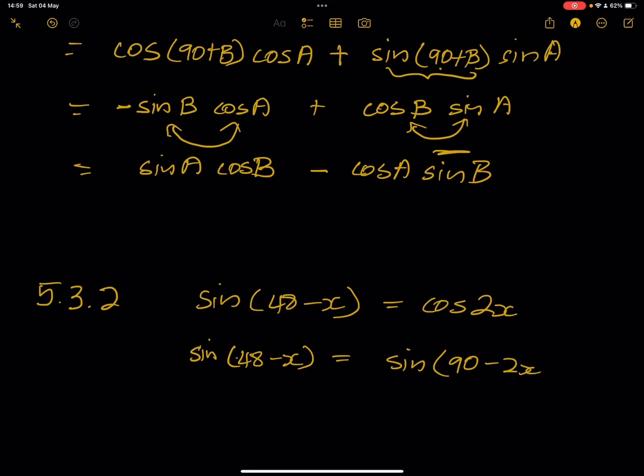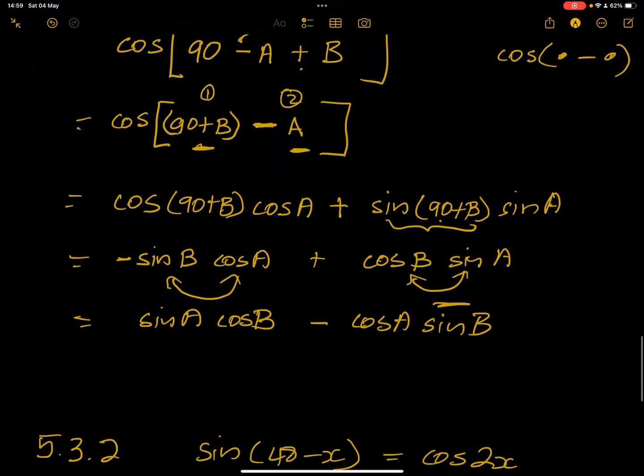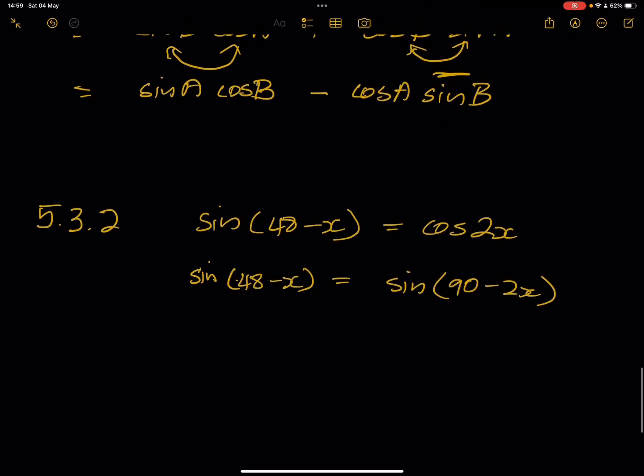Now remember that sine of 90 minus anything would give us the cos, and this is what we did over there. It changes to its co-ratio. Now I've got the same trig ratio on either side. Please do not say you are dividing by sine. But because my trig ratios are the same, I'm going to drop the angles, which means 48 minus x is equal to 90 minus 2x, plus k 360. And please remember to say k is an element of integers.